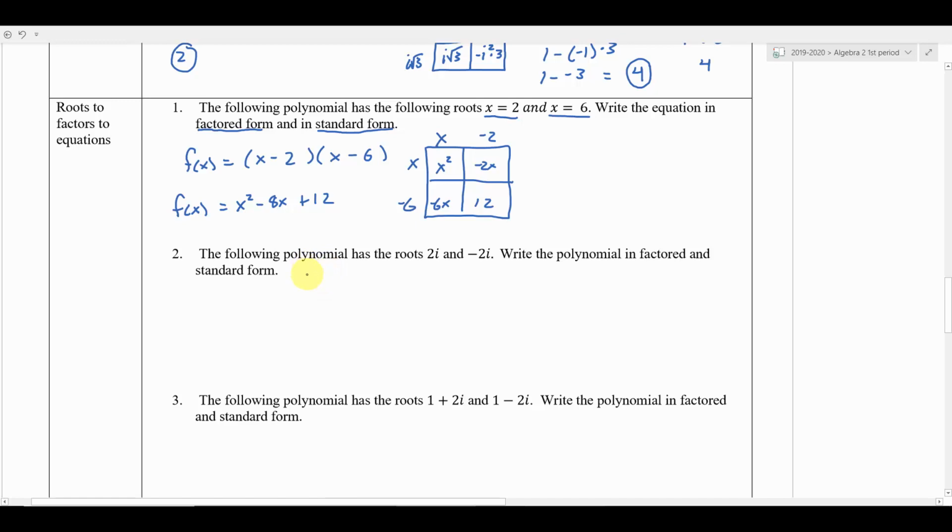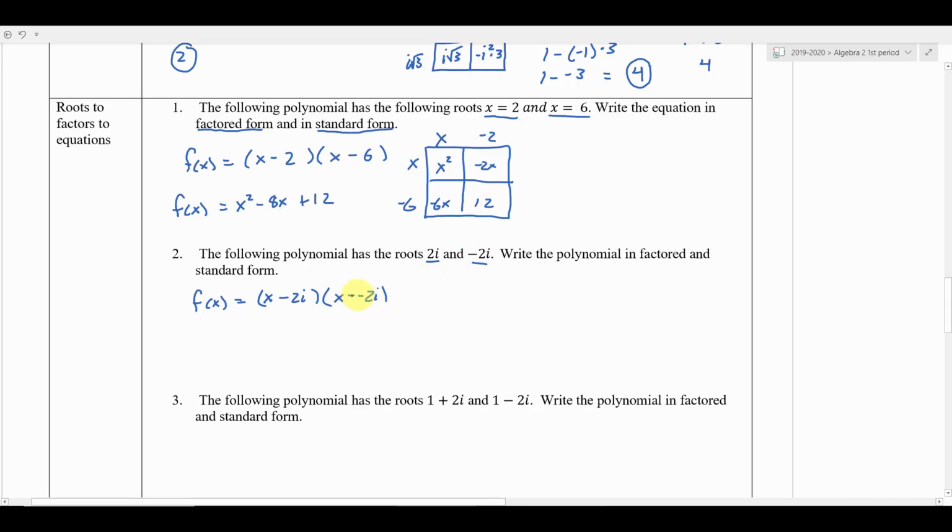All right, so let's do that same process, but this time the polynomial is going to have some complex roots. We've got 2i and negative 2i. Again, we have two roots. So I'm going to say f of x equals, and I'm going to set up two factors for two roots. I'm always going to do an x minus and an x minus. I'm going to take that 2i and put it over here, so I have x minus 2i. And then I'm going to take this negative 2i and put it right here, so I have x minus negative 2i.